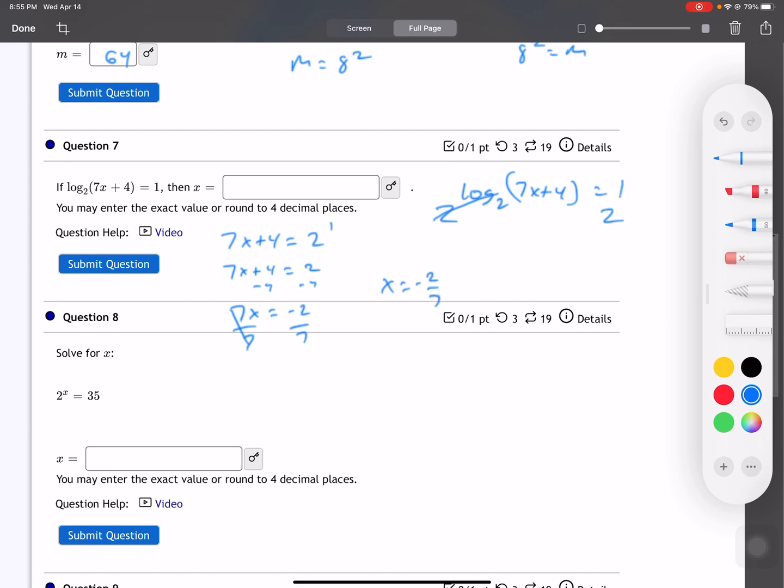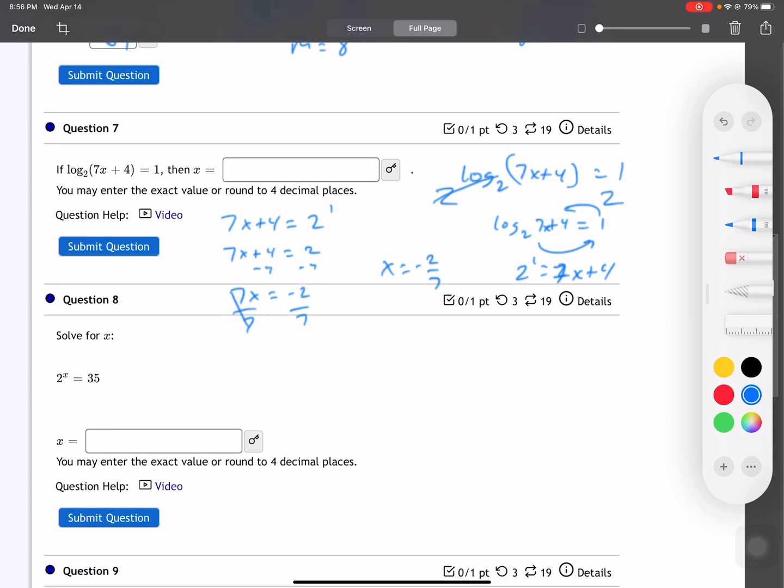Okay. If we want to do circle of logs, we could say log base 2 of 7x plus 4 equals 1. 2 to the first equals 7x plus 4. Then we minus the 4 and divide by 7, and we get the same answer.